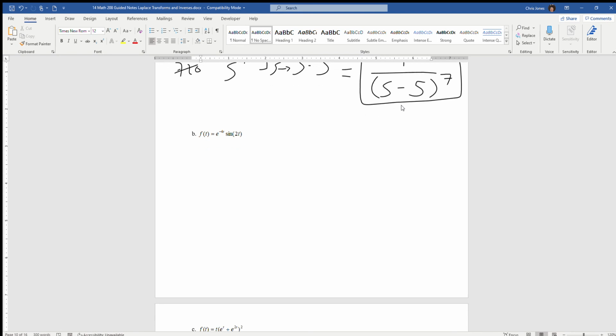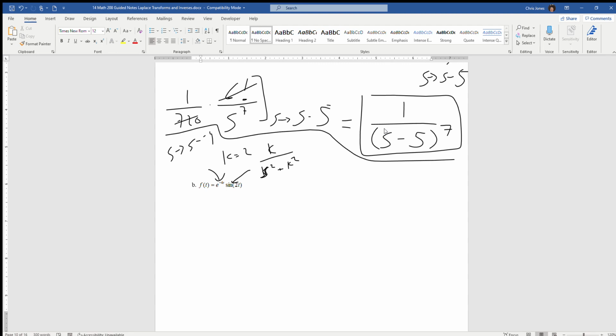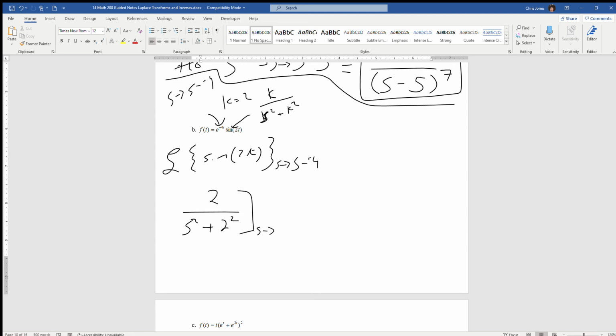A second example of this, letter B, we have e to the minus 4t sine 2t. Now we know what sine 2t is going to be. That's going to be k over s squared plus k squared, where in this case k is equal to 2. And this is going to tell us that s is going to approach s minus a, which is s minus negative 4. So when we go to do our problem, we can set this up as the Laplace of sine of 2t as s approaches s minus negative 4. Or we could just say that this is going to be 2 over s squared plus 2 squared as s approaches s plus 4.